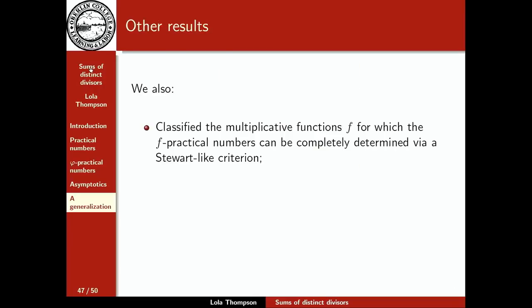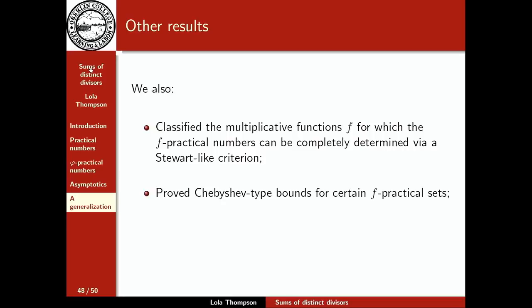So some other things we can show. We classified the multiplicative functions f for which there's a Stewart-like condition describing how to determine the f practical numbers. Remember that the practical numbers we could completely determine via this if and only if condition. The phi practical numbers we couldn't determine via this if and only if condition. So there's this contrast. Using our criterion, we can check that, in fact, the phi practical numbers aren't going to be determinable via this if and only if condition, and the practical numbers are.